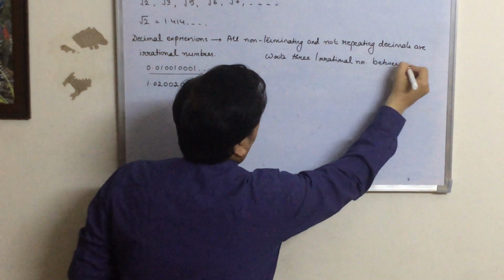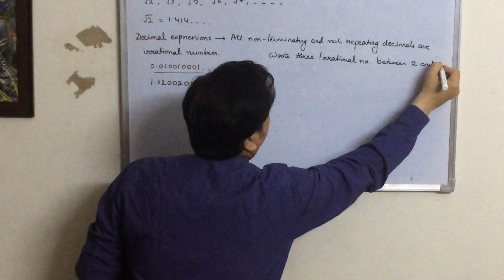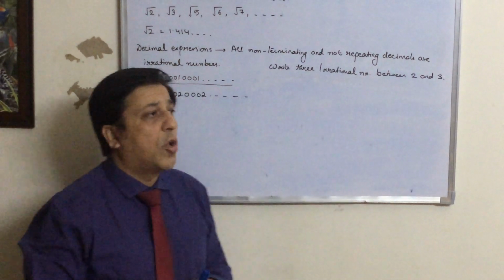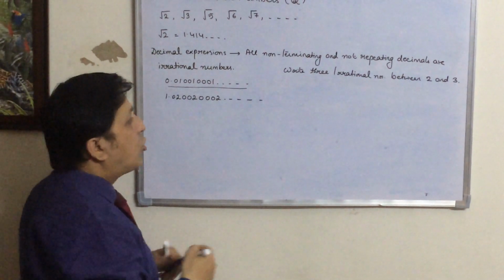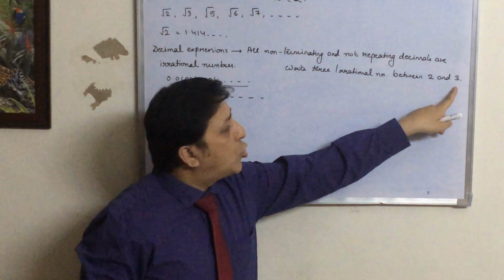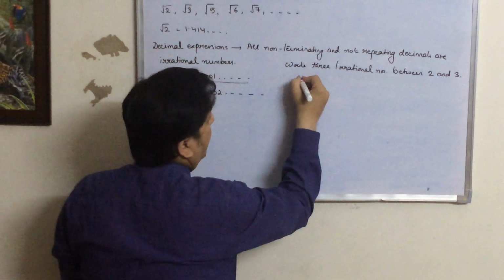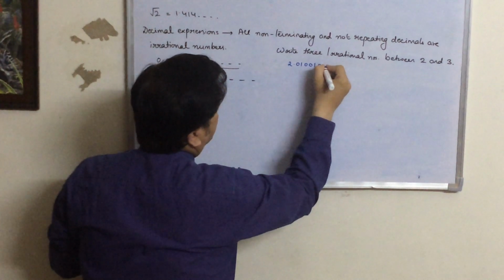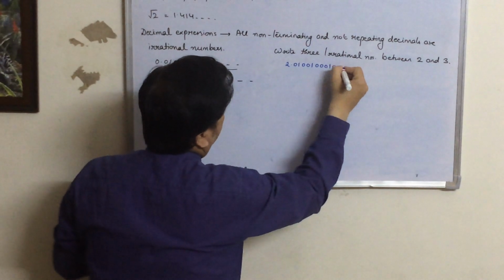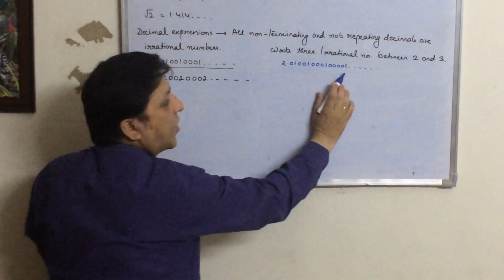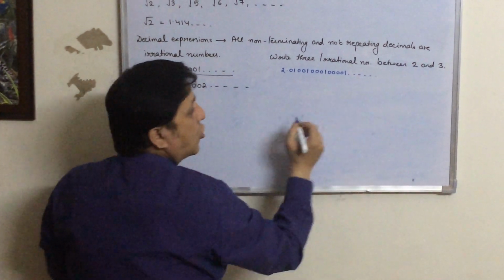between 2 and 3. If I have to write 3 irrational numbers, it is always a good idea to form a similar sort of pattern. So the number between 2 and 3, one of the numbers can be 2.01, 001, 0001, 00001 dot dot dot. So this is an irrational number which is between 2 and 3.